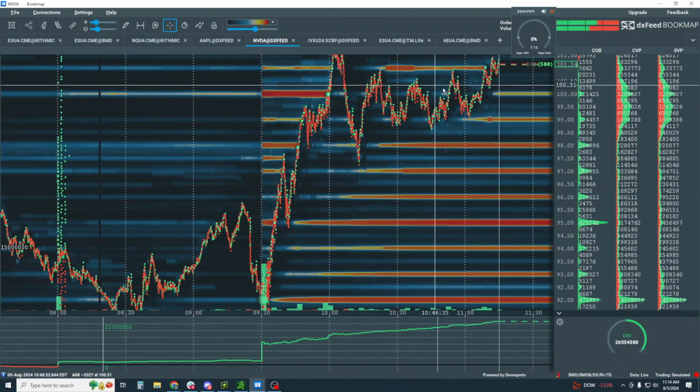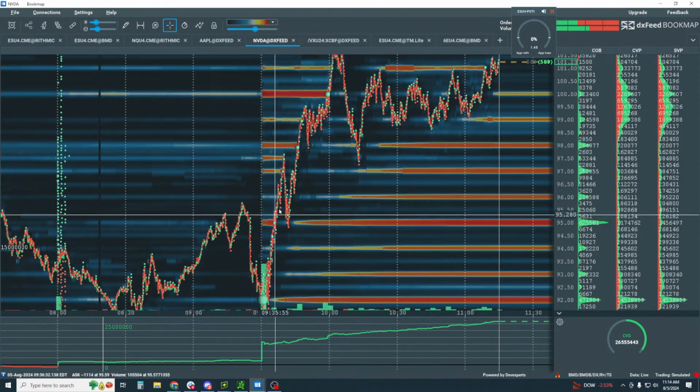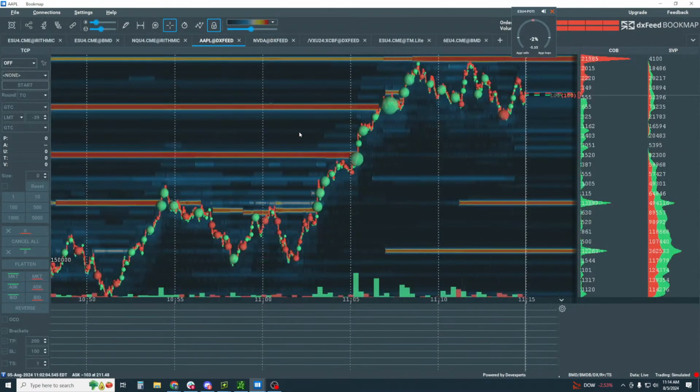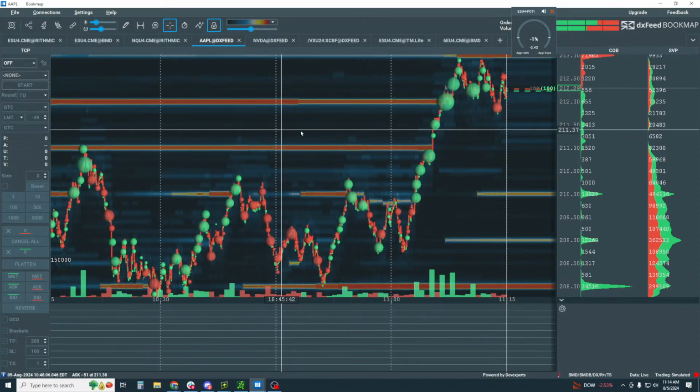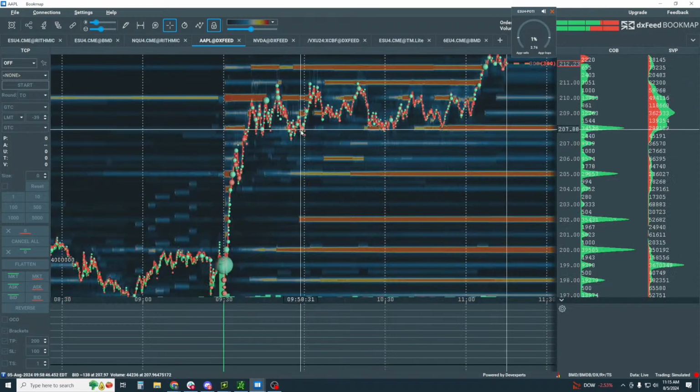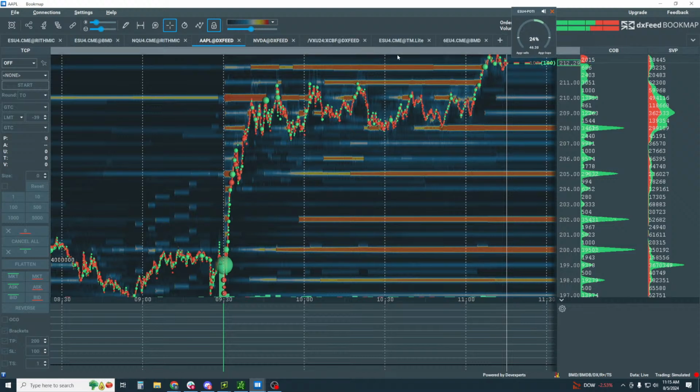Tech is doing well. Okay, Nvidia is up. You can see 930, Nvidia up. Let's see how Apple is doing. Apple is up.